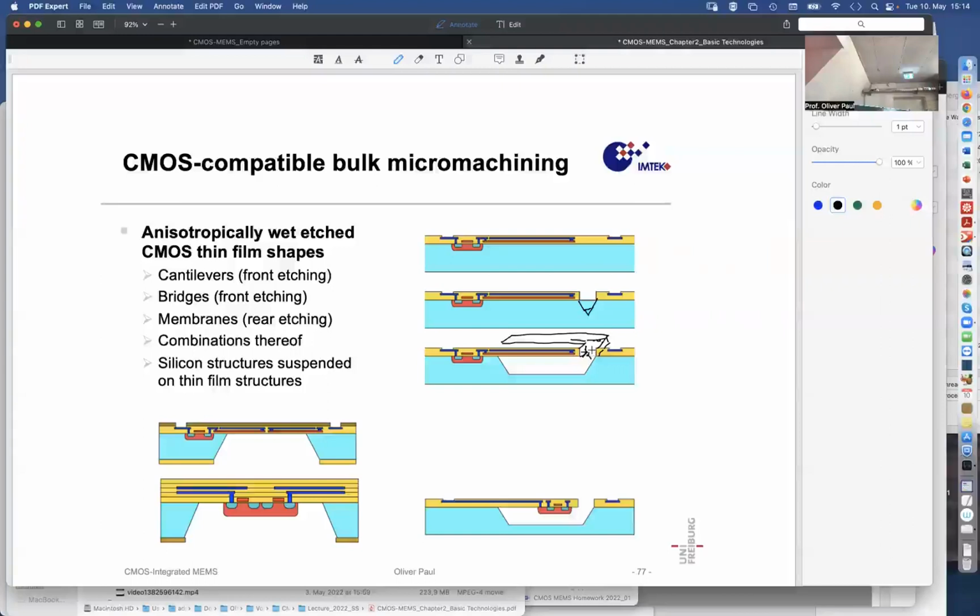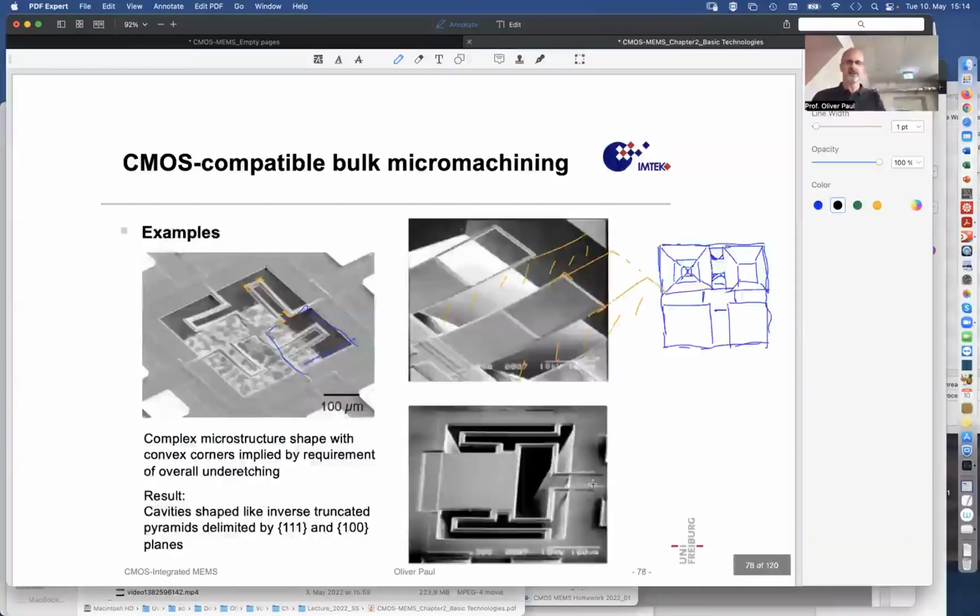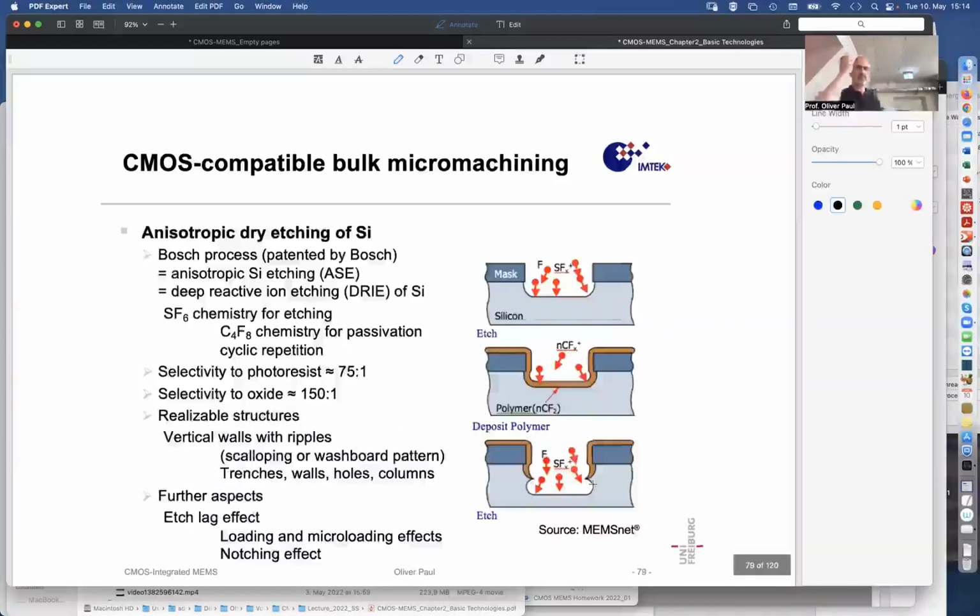Is it okay? Okay. Good. Absolutely the same here. This wouldn't go also with only one pole or a line. It needs to go around some corner. And these are obviously cantilevers that were etched here. So what do we have here? We have some CMOS compatible anisotropic dry etching. Deep reactive ion etching, the so-called Bosch process.